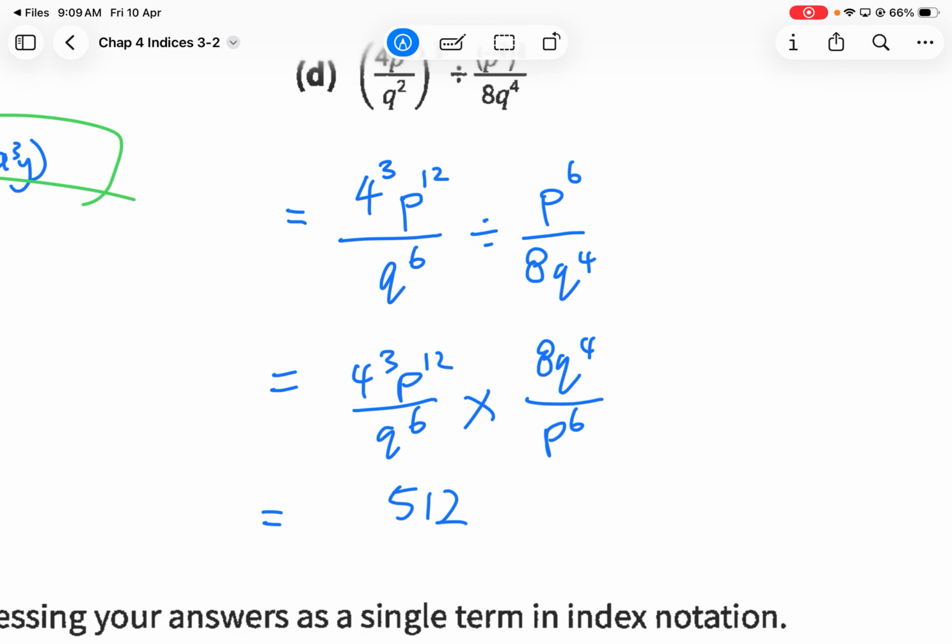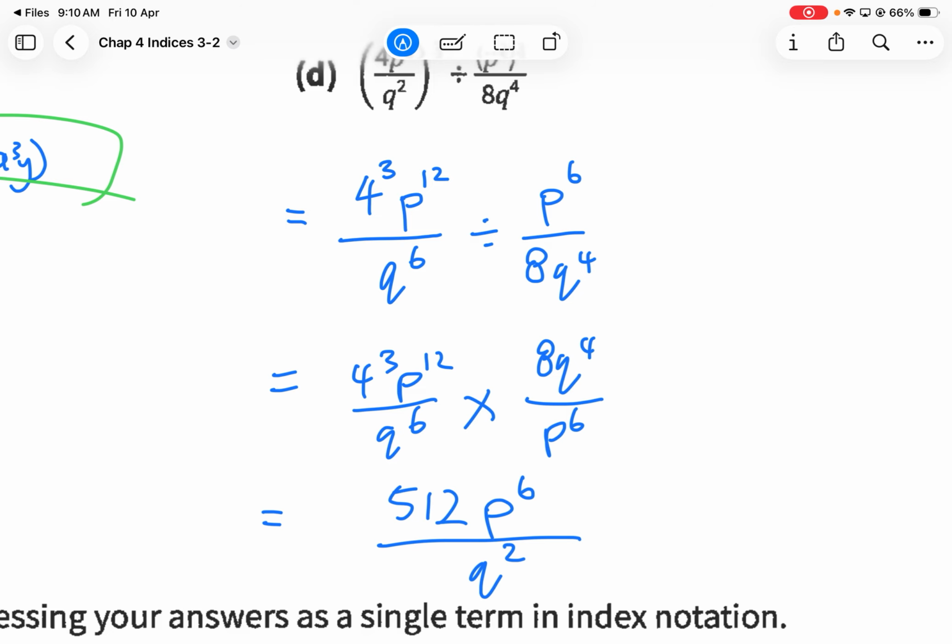I have p to the power of 12 here. I have p to the power of 6. Division, 12 minus 6. I still have p to the power 6. Okay, here I have q to the power 6. Here I have q to the power of 4. So 4 of these will be used to cancel 4 q's from here. So I will still have my q to the power of 2.